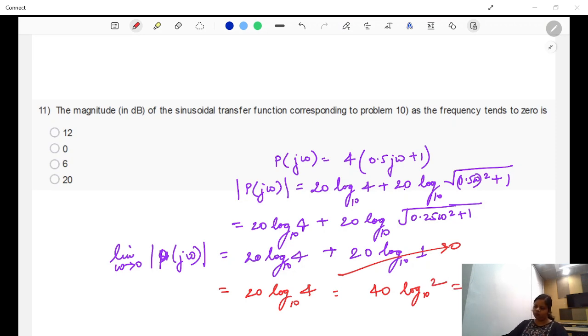What is the value you're getting? Something in dB. Please solve and tell me. 12 dB, madam. Yeah, 12 dB.